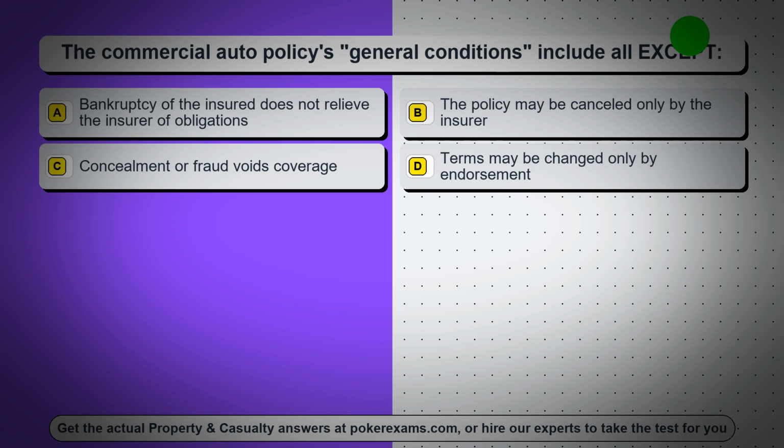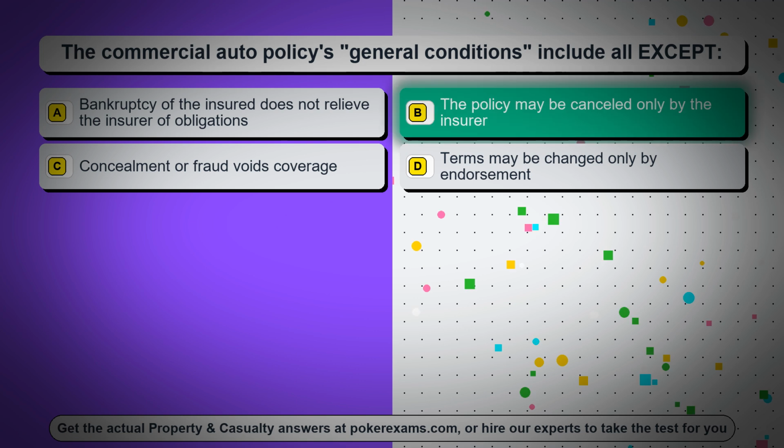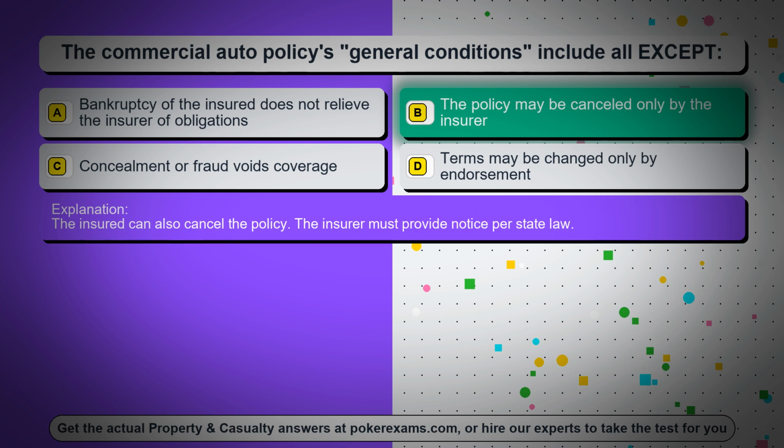Question 39. The commercial auto policy's general conditions include all except option A, bankruptcy of the insured does not relieve the insurer of obligations. Option B, the policy may be cancelled only by the insurer. Option C, concealment or fraud voids coverage. Option D, terms may be changed only by endorsement. The correct answer is option B, the policy may be cancelled only by the insurer. The insured can also cancel the policy. The insurer must provide notice per state law.